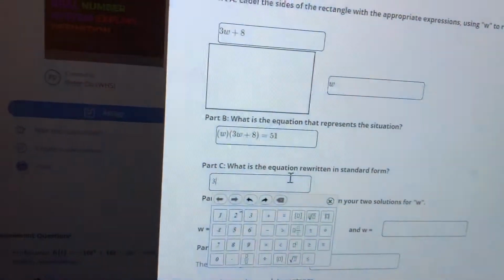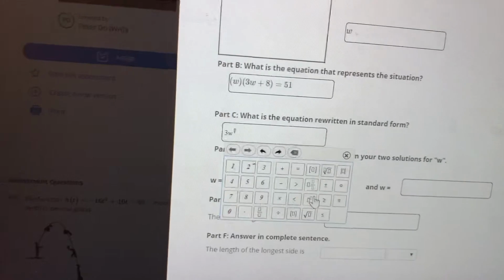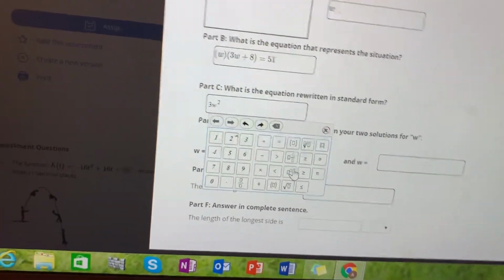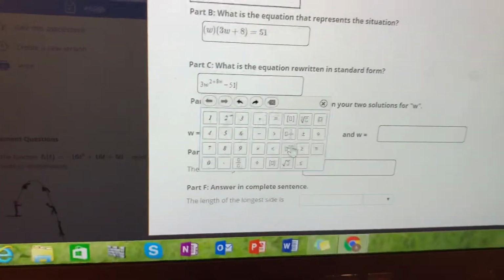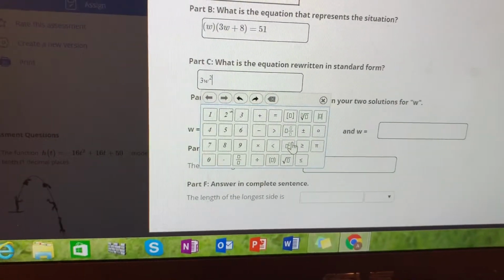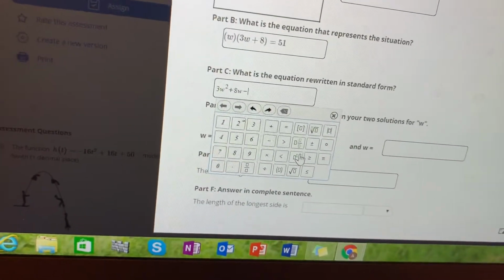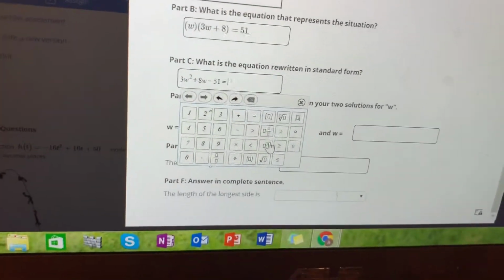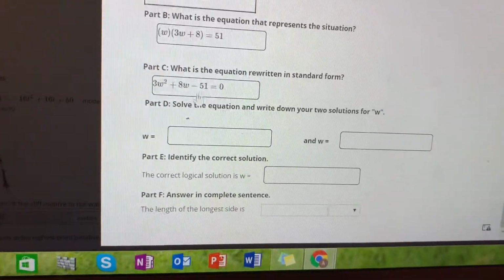So I'm gonna write it over here, 3W squared plus 8W minus 51 equals 0. Okay, and then it says that we need to solve the equation now.